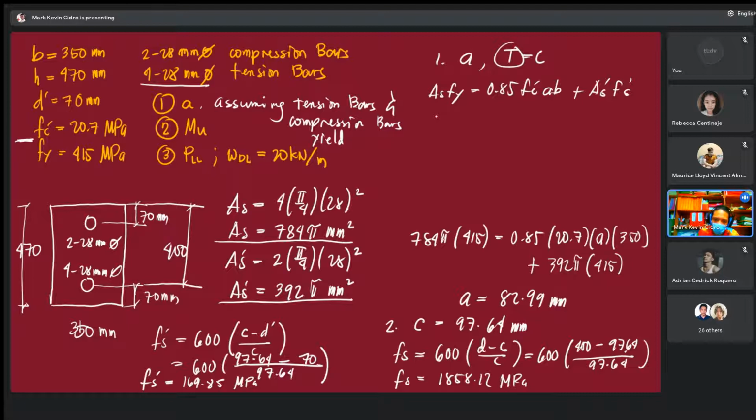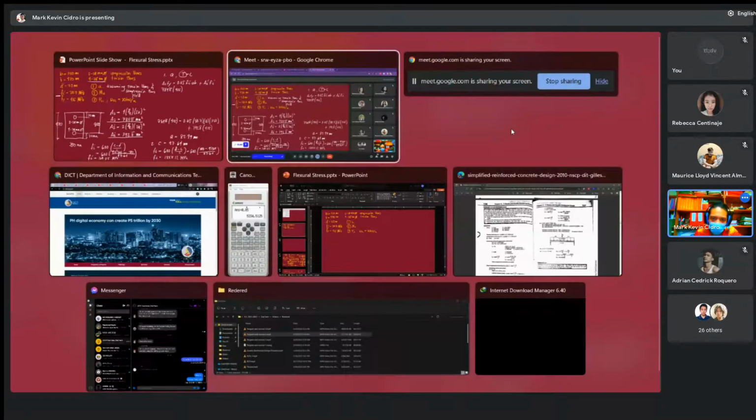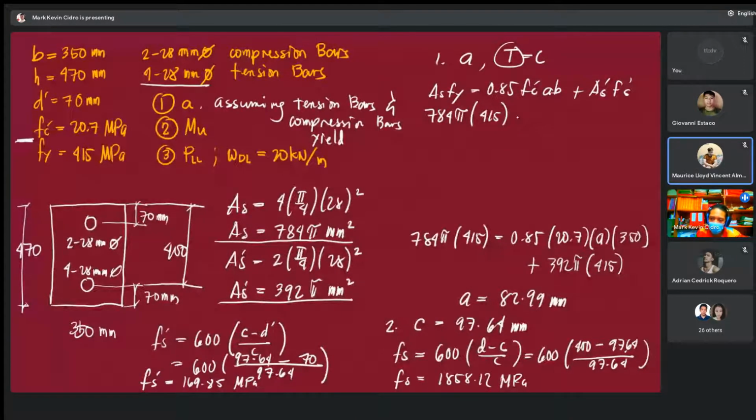So this will be As, which is 784 pi, multiplied by your Fy, which is 415. This is equal to 0.85 fc', which is 20.7, multiplied by a, that's the unknown, multiplied by b, which is 350, plus your As'. You already know the value of As'.